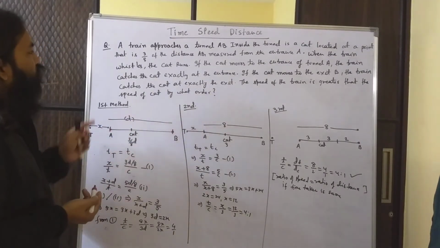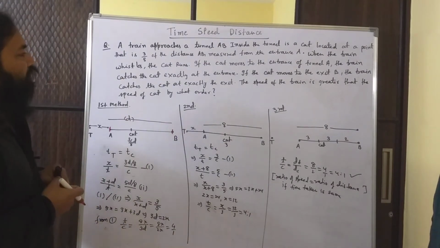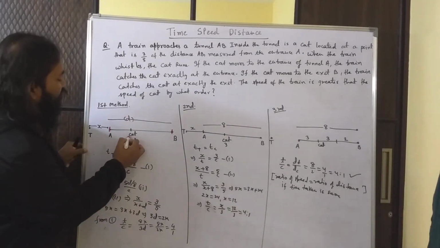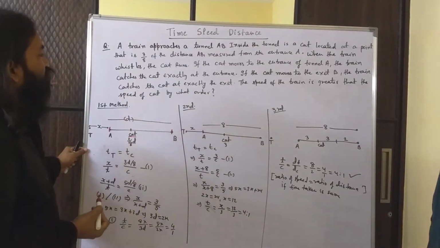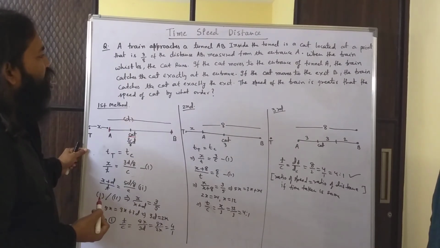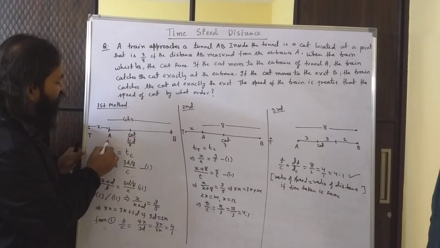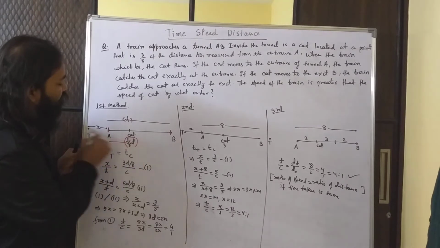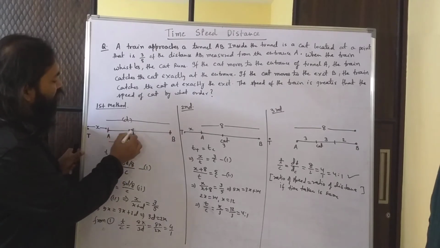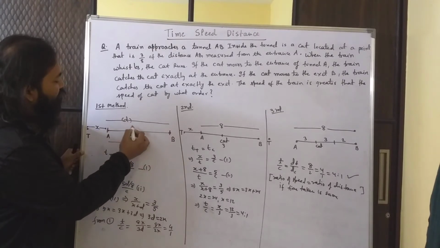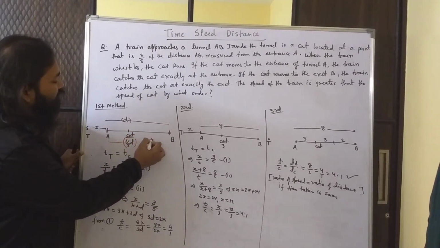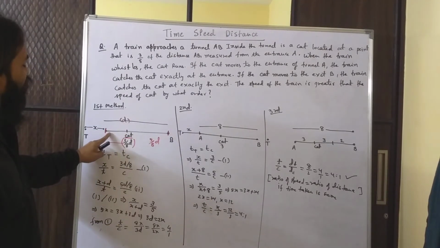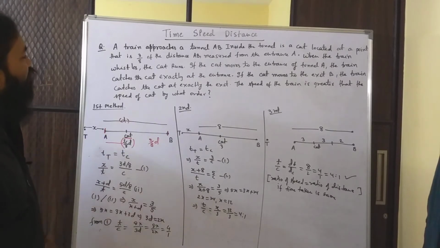Okay. Now, the first line is done. Inside the tunnel, there is a cat located at a point that is 3/8 of the distance AB. So the cat is located at a distance of 3/8 of the distance AB measured from the entrance A. So from the entrance A, this distance is 3/8 of D, and the remaining will be D minus 3/8 of D, which is 5/8 of D. So the cat is at a distance of 3/8 of D from this point. That is what is given.